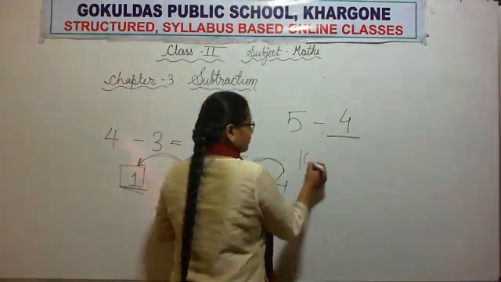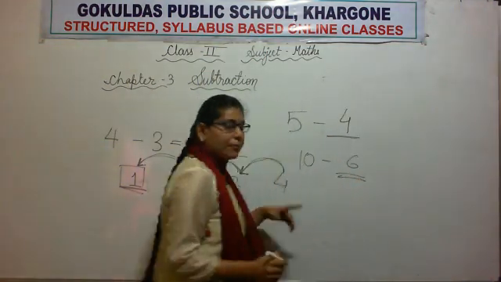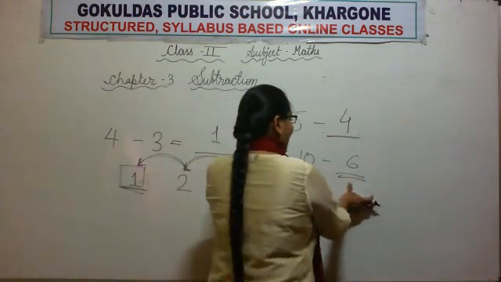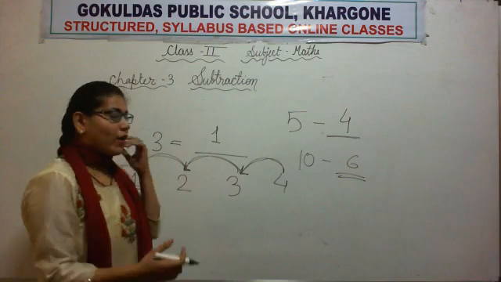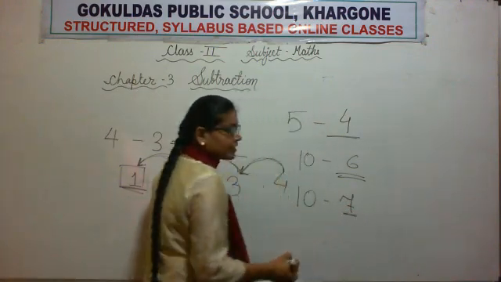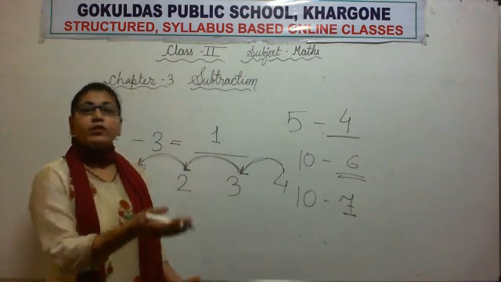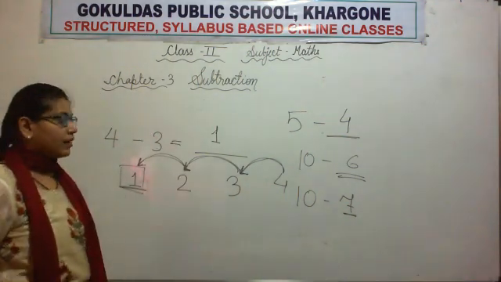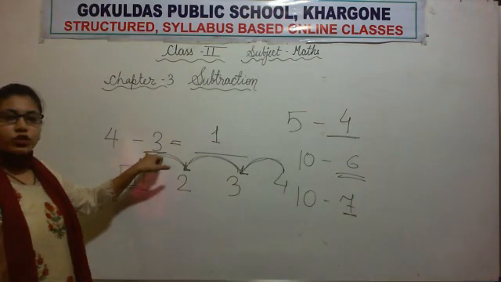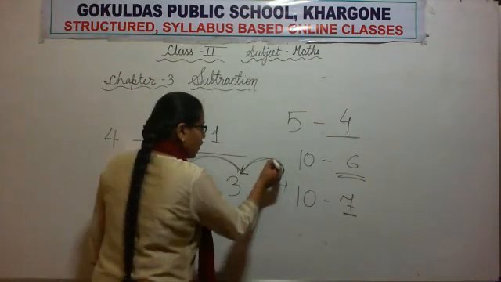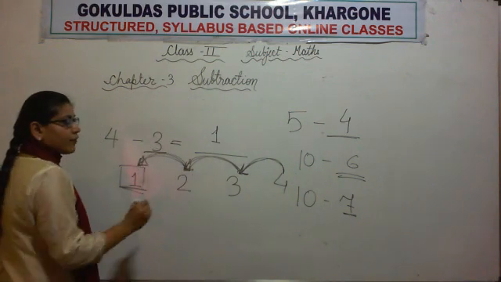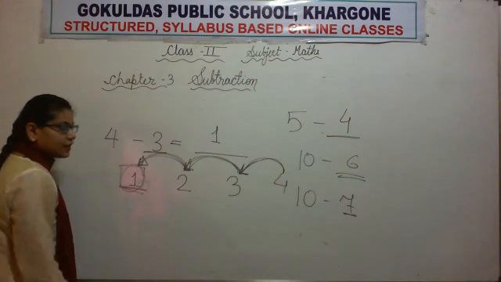If we need to subtract 6, we will count 6 times backward. If we need to subtract 7, what will we do? We will count 7 times backward. Here 3 should be subtracted. So what did we do? 1, 2 and 3. 3 times we counted backward, and this is the answer.